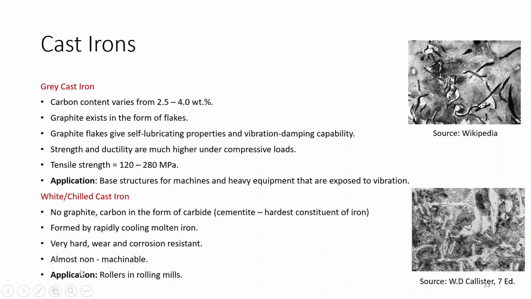So applications include rollers and rolling mills. And this is the microstructure here. So there will be a perlite type of structure along with some cementite structure.